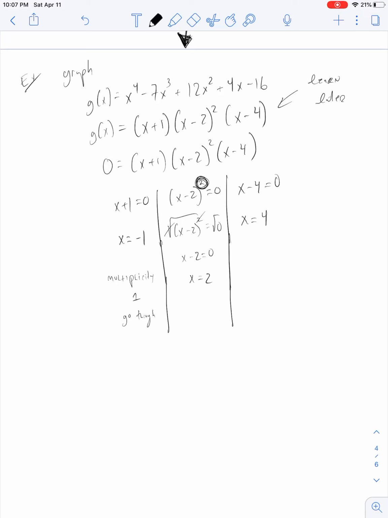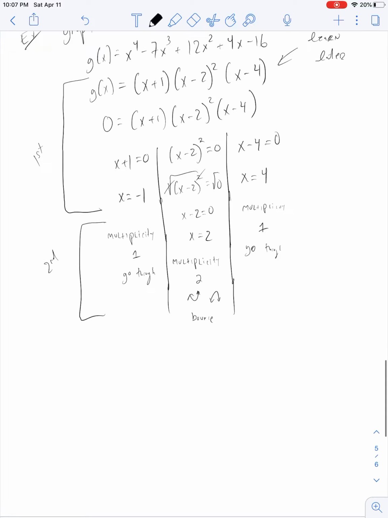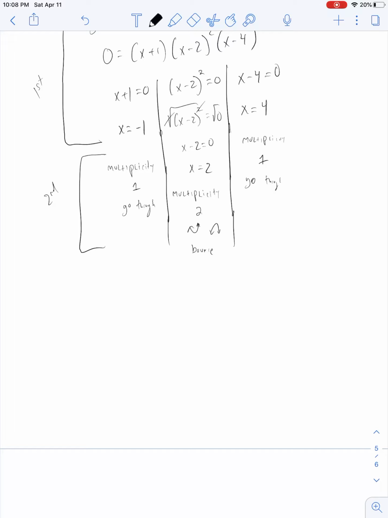This one, right, we see this power of 2. Therefore, this has a multiplicity of 2. Which means it's either going to go like this or like that. Right? It's going to bounce. Bounce on that 2. And this one, once again, another multiplicity of 1. Just going to go through. So, right, this was kind of our first step, solving. Second step, looking at the multiplicity.